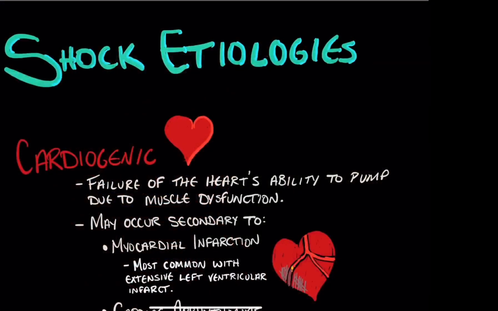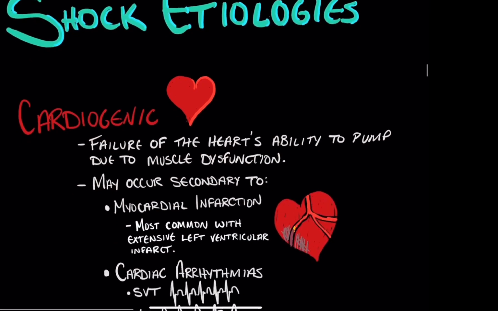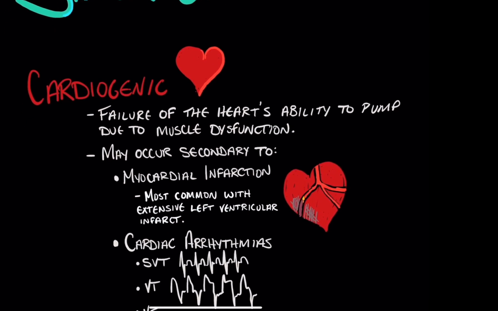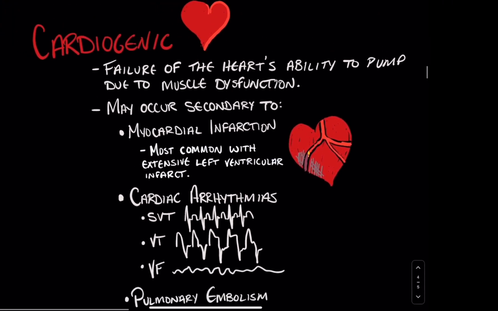So the first one is going to be cardiogenic shock. I always think of cardiogenic as cardio, heart, genic, root, derived from heart. It's shock derived from the heart. So again, it's going to be failure of the heart's ability to pump due to muscle dysfunction. It's an actual problem with the heart itself, not things surrounding it.